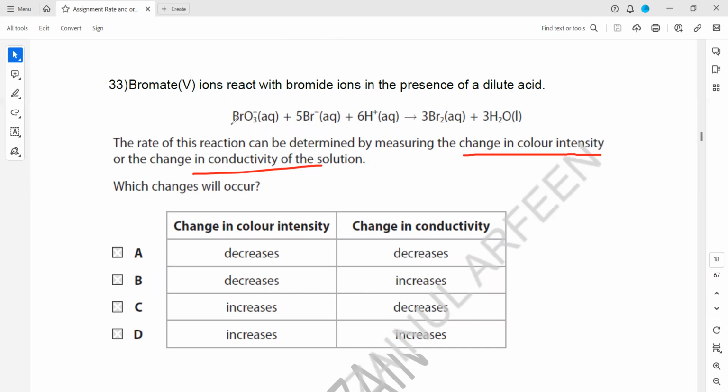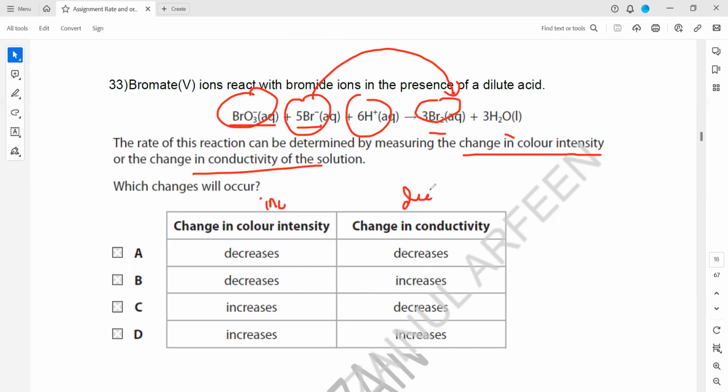Because these ions are there and a bromine molecule is colored. So the intensity of the color of this solution will increase. Change in conductivity depends on the ions. In the beginning, we have more ions, like 5, 11, and total 12. But in the product, we have molecules. So as the ions turn into molecules, the conduction will decrease.